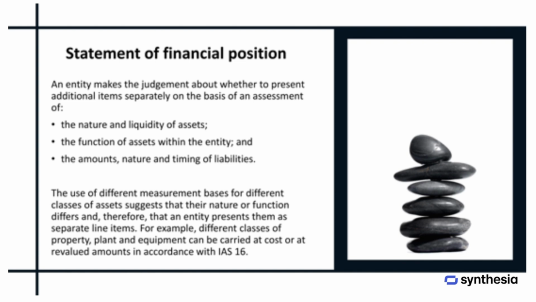The use of different measurement bases for various classes of assets indicates that their nature or function differs, which justifies their presentation as separate line items. For example, different classes of property, plant, and equipment may be carried at either cost or revalued amounts in accordance with IAS 16, and this distinction would necessitate separate presentation.